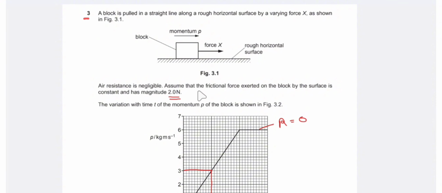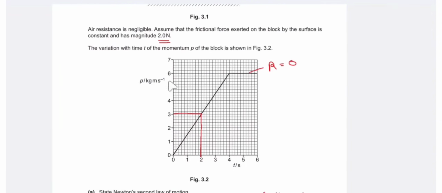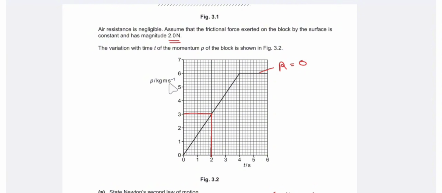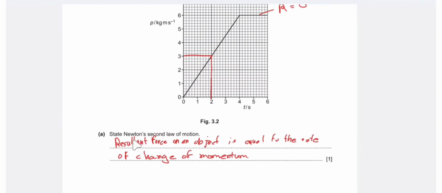Air resistance is negligible. Assume that the frictional force exerted on the block by the surface is constant and has a magnitude of 2 Newton. The variation with time of the momentum of the block is shown in figure 3.2. So for this block, it is a momentum against time graph.